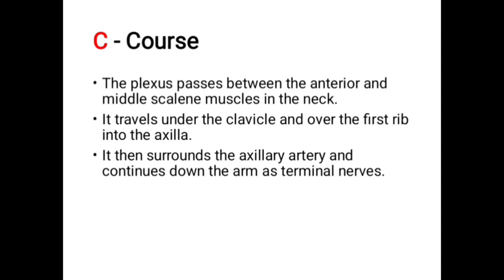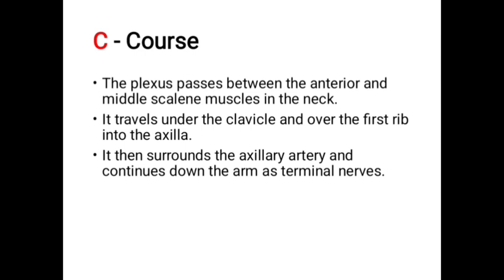The course of the brachial plexus is as follows. The brachial plexus passes between the anterior and the middle scalene muscles in the neck. It travels under the clavicle and over the first rib into the axilla. It then surrounds the axillary artery and continues down as terminal nerves. So the brachial plexus forms terminal nerves that continue down the arm.